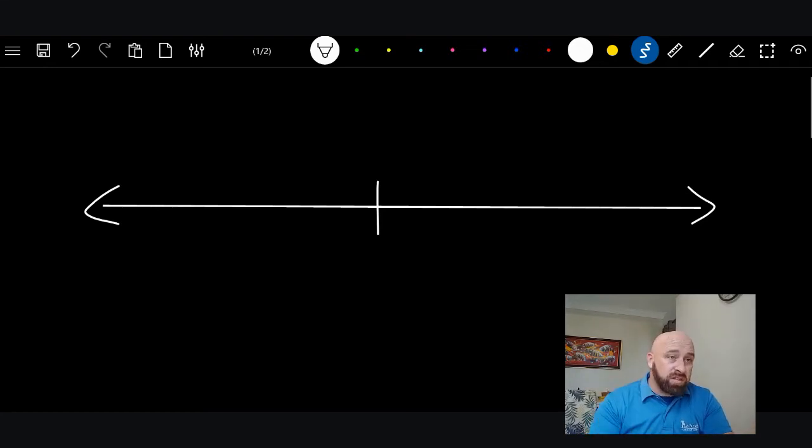But this one we're going to start with 0. It's a good starting point, it's a good reference point. The reason we're going to start with 0 is because I'm going to try to show you the positive and negative idea of the number line.